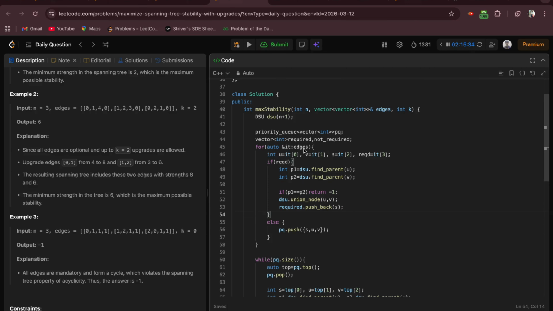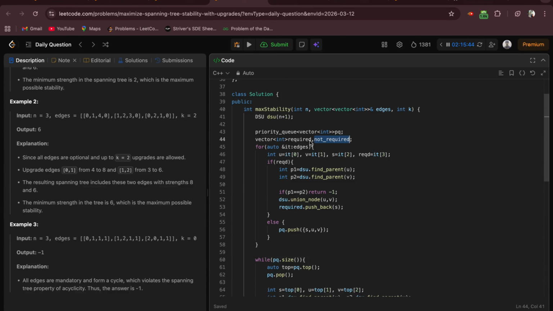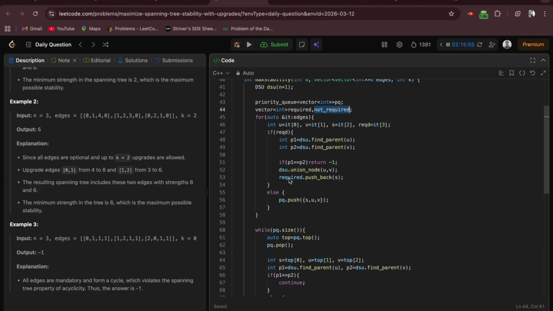So I'm maintaining two vectors which are required and not required, so that in the final graph that we have formed, required represents the must take, and not required represents those edges which we had an option to take or not take. Else if it's a not required, then we'll push in the priority queue, and this priority queue will be ordered in the maximum to minimum form. That is, those which have the maximum strength will be on the top, and those which have the minimum will be in the bottom.